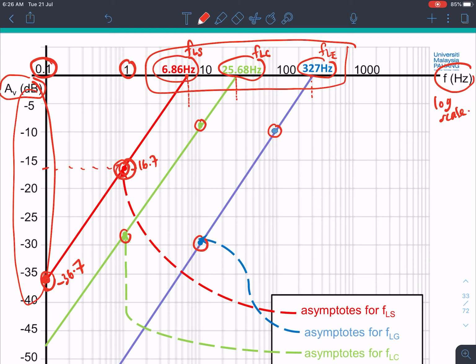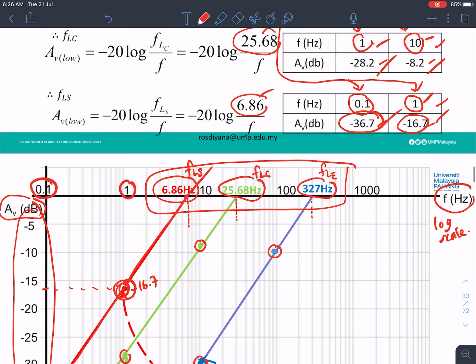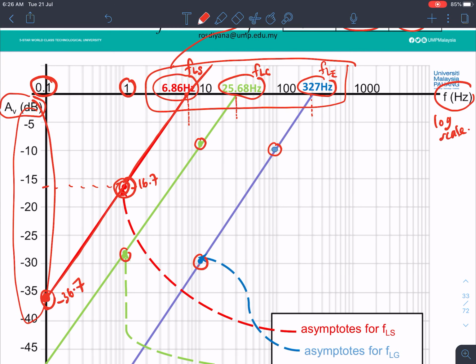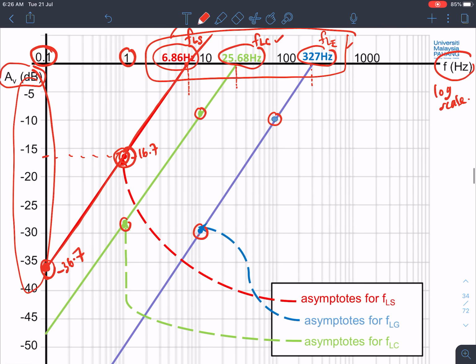Then when I get these 2 points, I can draw a straight line from these 2. Then it will cut to this area. So this point is actually the number that you calculate from here, 6.86. And it will continue for another frequency for the FLC, FLE. So now you get 3 asymptotes.